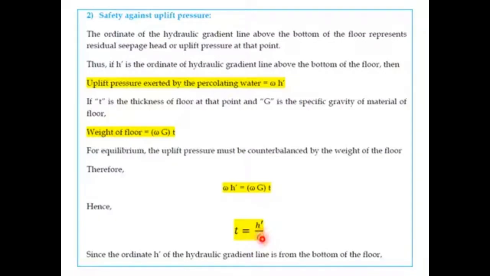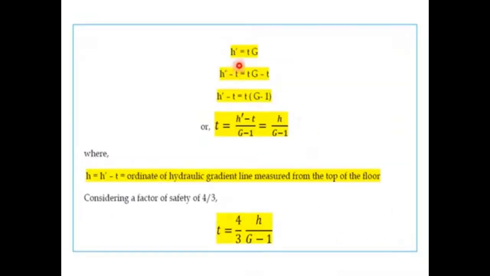So T is H dash by G, where H dash is the ordinate of the hydraulic gradient line from the bottom of the floor. But here, by deducting the thickness from the ordinate, minus T here, also minus T here, we have H dash minus T is equal to T into G minus 1. So H dash minus T is represented as H. So this H is taken as the ordinate of the hydraulic gradient line from the top of the floor, because H dash is always from the bottom of the floor, and that's why the thickness is deducted. Hence H gives the ordinate of the hydraulic gradient line from the top of the floor. To account for any variations, we give a factor of safety of 4/3, and that gives the thickness.